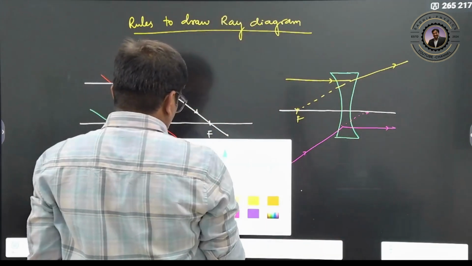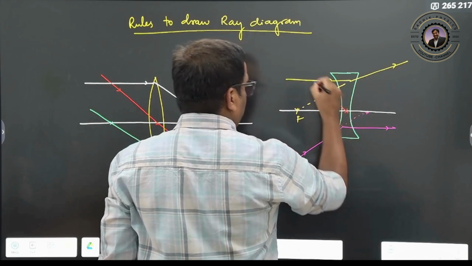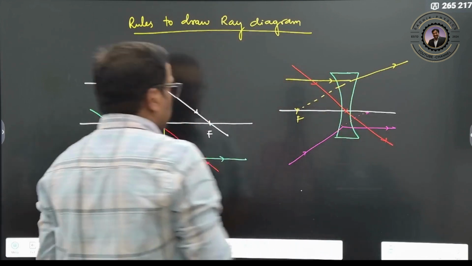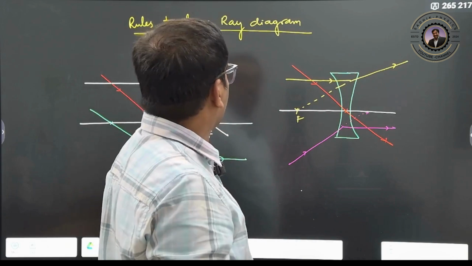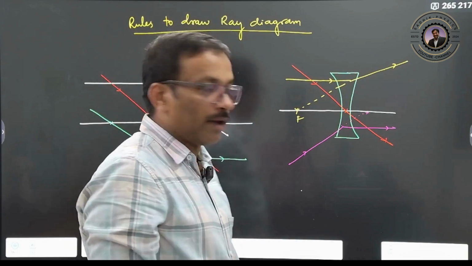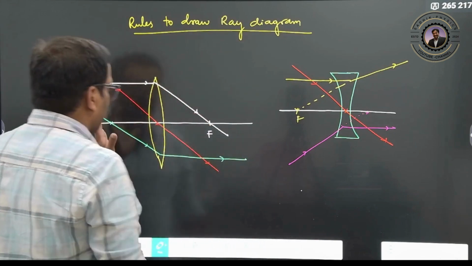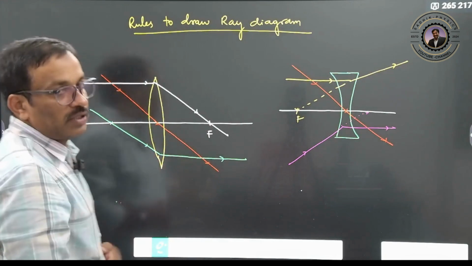Next, if any light ray passes through the optic center, it will not undergo any refraction, so it will go as it is. Clear? So these are the rules we have to follow to draw the ray diagrams for our lenses. Now let us see, in front of the lens, how many positions we can make. Definitely there are 6 positions.